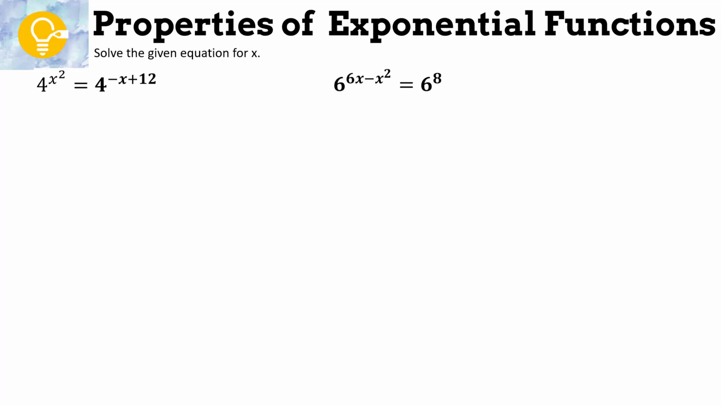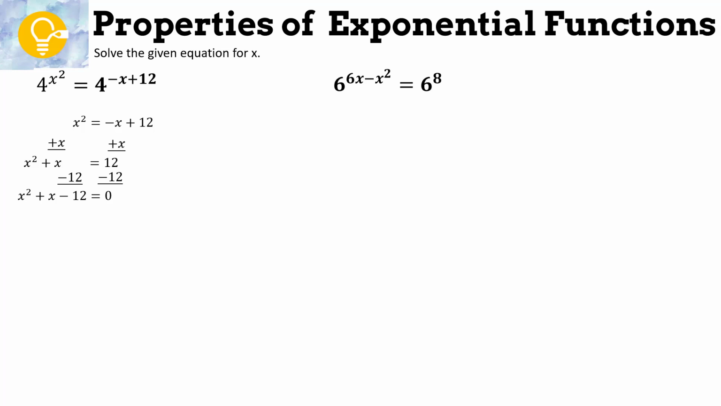Let's look at the first one. 4 to the x squared equals 4 to the -x plus 12. Our bases are 4. That means we could just make their exponents equal to each other. X squared is already positive, so I'm going to add x to both sides and then subtract 12 from both sides. This gives us x squared plus x minus 12 equals 0.